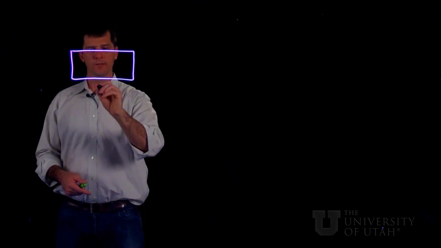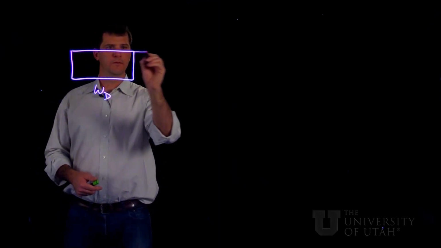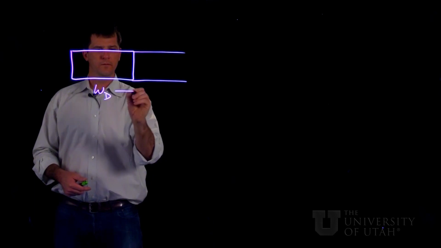Now we're going to start to actually calculate the currents flowing through the p-n junction with applied voltage. So here's our depletion width from here to here.